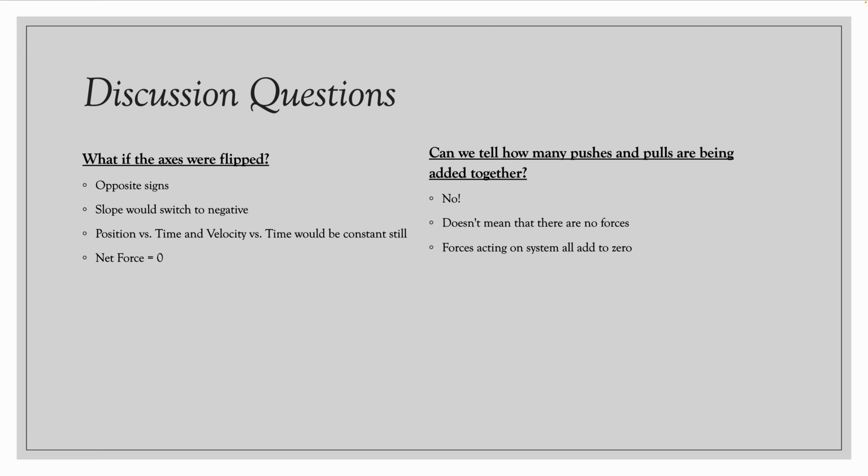Okay, so what if the axes were flipped? They would have opposite signs, and the slope would switch to negative, but the slope in the position versus time and the velocity versus time would still be constant, even though the slope would be negative. And then our net force is still going to equal zero. And then we do not know how many pushes or pulls are being added together, but we just know that all the forces on the system add to zero, and that does not necessarily mean that there are no forces being added.